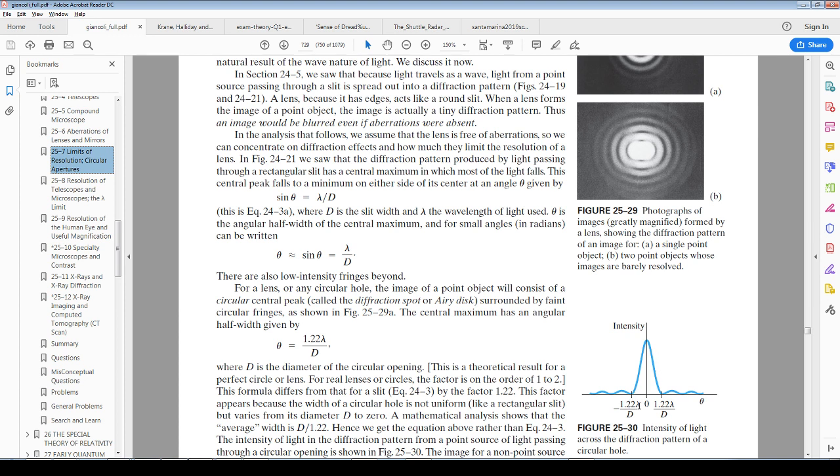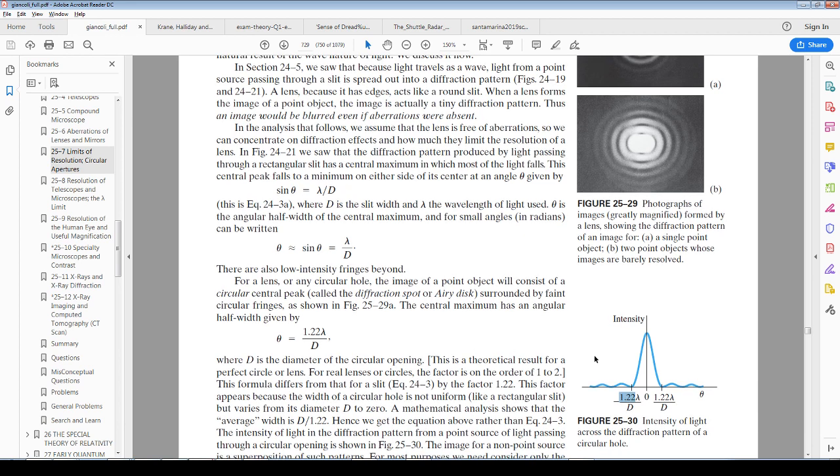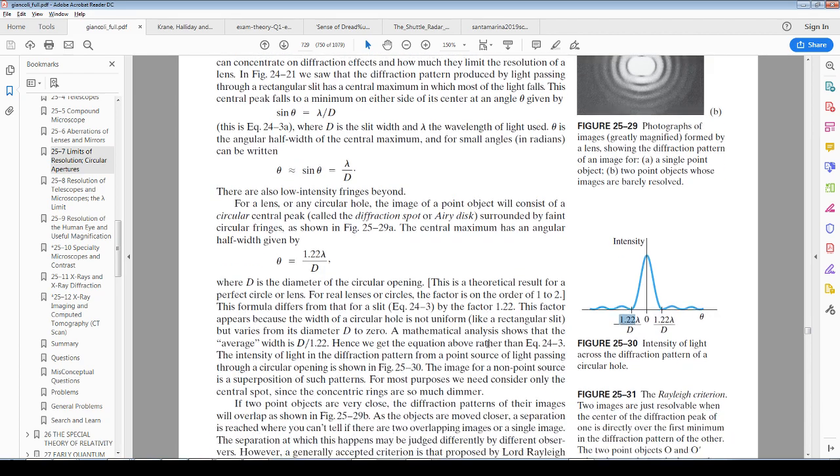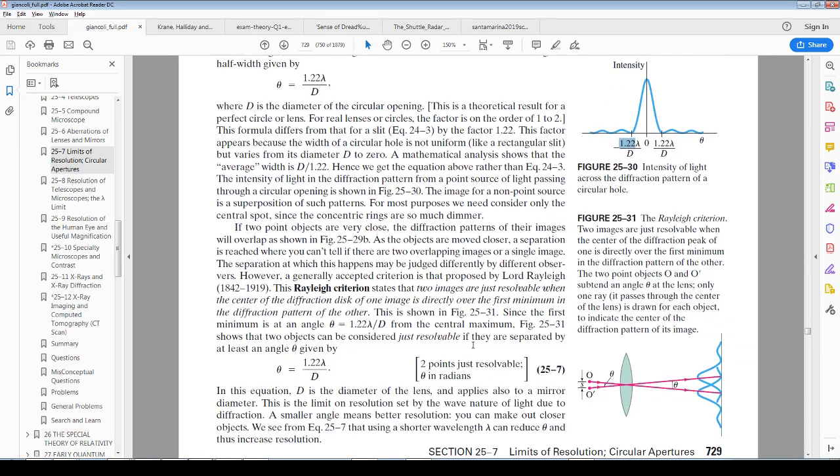See that 1.22? That 1.22 comes from a function, the solution of a function. It's a zero point of this function. It's just a very specific number. It's really a solution where the function becomes zero. So that's one effect due to diffraction. That's the second effect.